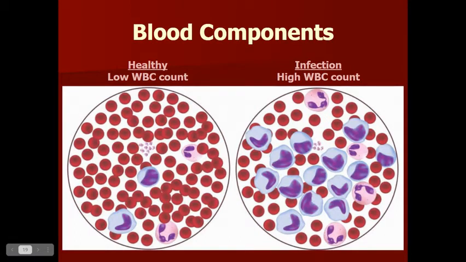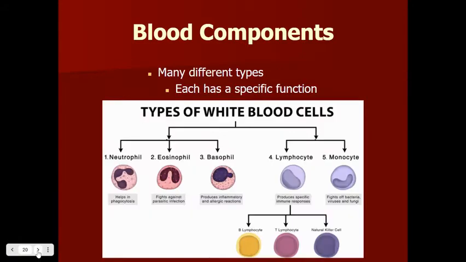So the diagram on the left is showing a healthy blood sample where we'd only have a few white blood cells. And the sample on the right is showing after an infection when there's many more white blood cells. There's many different types of white blood cells, and each of those different types has a specific function in protecting your body. You're not going to need to know all the different types of white blood cells, but just know that we do have many different kinds, and each has a very specific job.